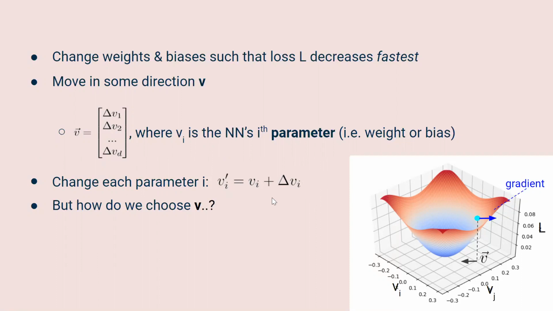And the big question is, how do we choose V, right? How do we choose which direction to actually move in our parameter space? Or in other words, how much to change each parameter so that our loss is decreasing, hopefully not increasing, right? That would be bad. But not just decreasing, but decreasing as fast as possible so that we learn efficiently, right?